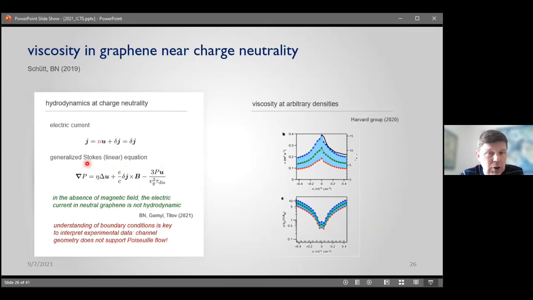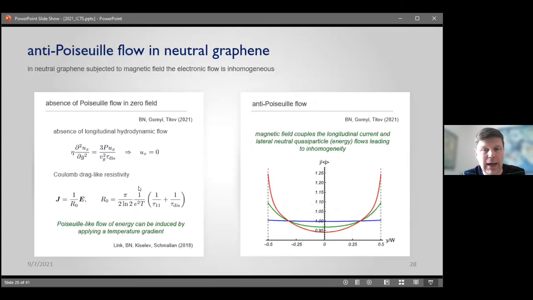And this Navier-Stokes equation doesn't have any electric field anymore in it, and therefore this energy current cannot be driven by the electric field, at least in the absence of the magnetic field. And therefore, in the absence of the magnetic field, there is no Poiseuille flow that can be induced by the electric current. And then what you can have is you can apply a magnetic field. And if you apply a magnetic field, then some inhomogeneity of electric current will be established.